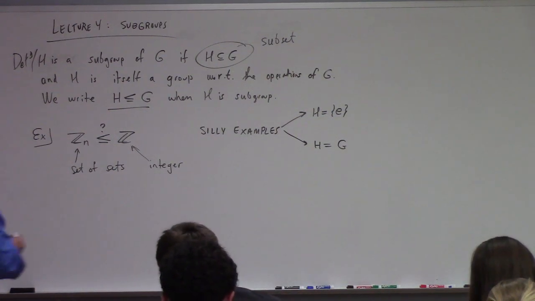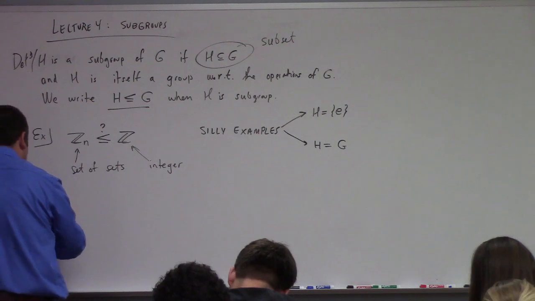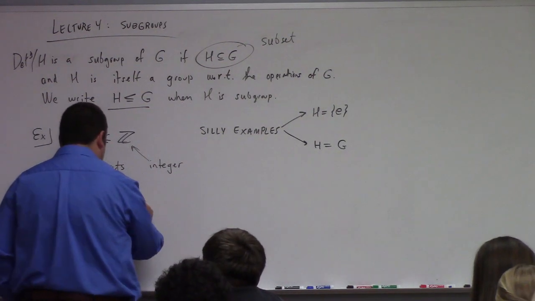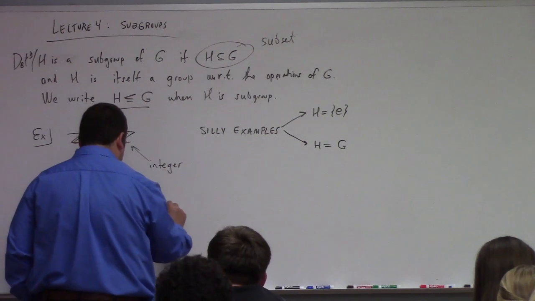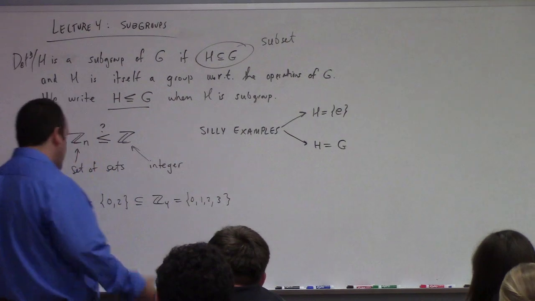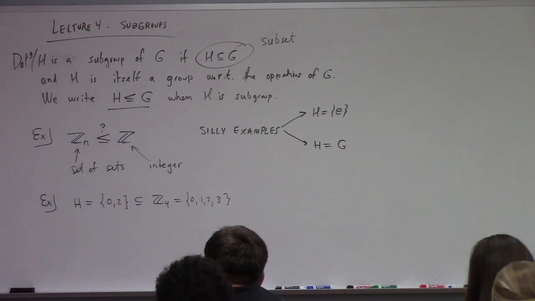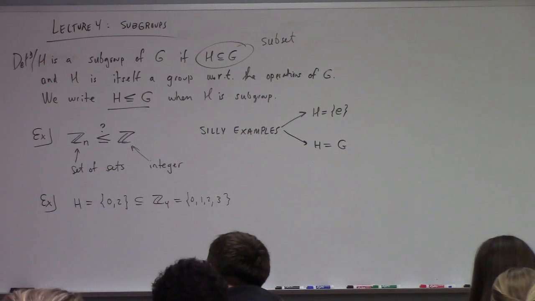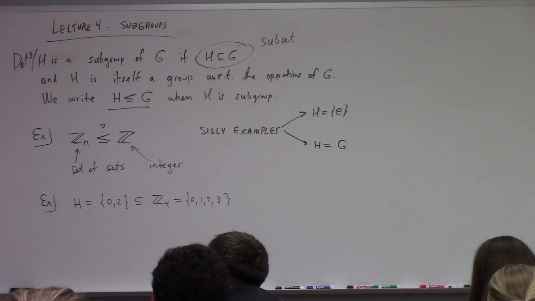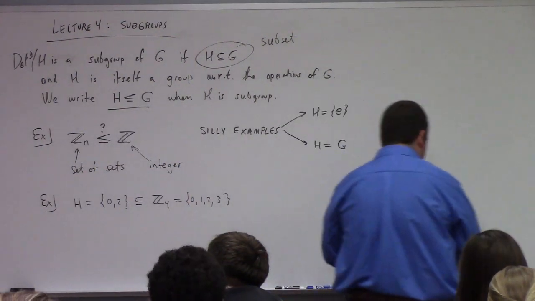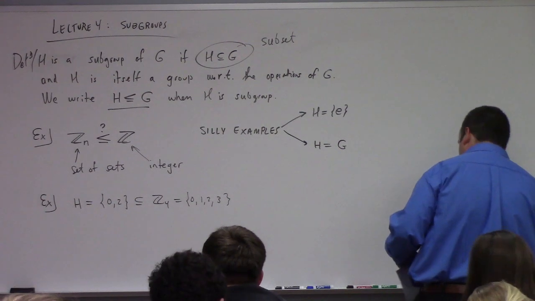In contrast, if we were to look at H equal to, say, {0, 2} as a subset of Z4, then you can check that the set of elements 0 and 2 forms a subgroup of Z4. Right? 2 plus 2 is what? 0, yeah. So it's its own additive inverse, and that's pretty much it.